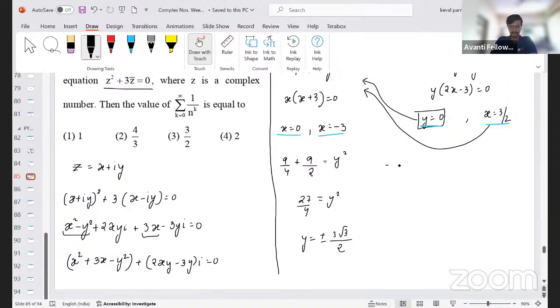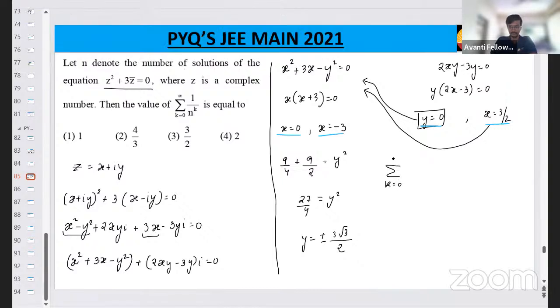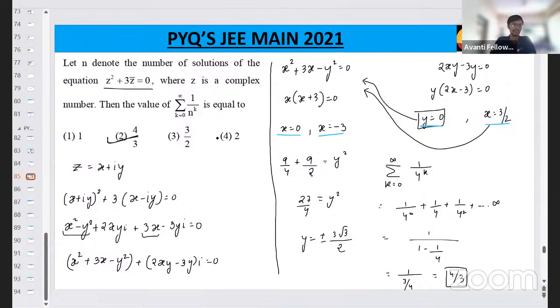So basically we need summation k equals 0 to infinity 1 upon 4 raised to the power k, right? Which will be 1 upon 4 raised to the power 0 plus 1 upon 4 plus 1 upon 4 square plus dot dot dot infinity. So infinite GP is a upon 1 minus r. That is 1 upon 1 minus 1 by 4, which is 1 upon 3 by 4, which is 4 by 3. So our answer is 4 by 3, meaning option number 2. Correct?